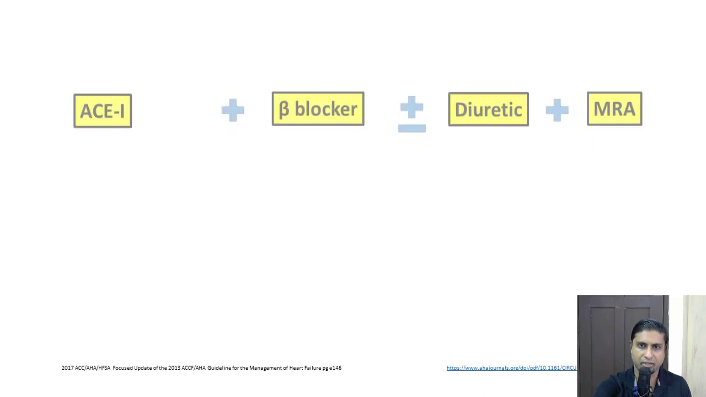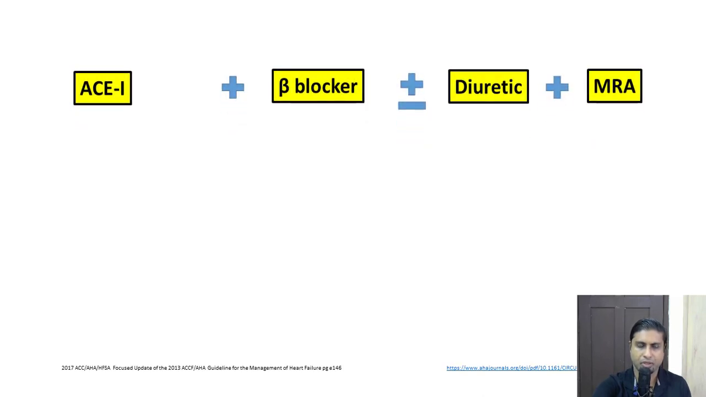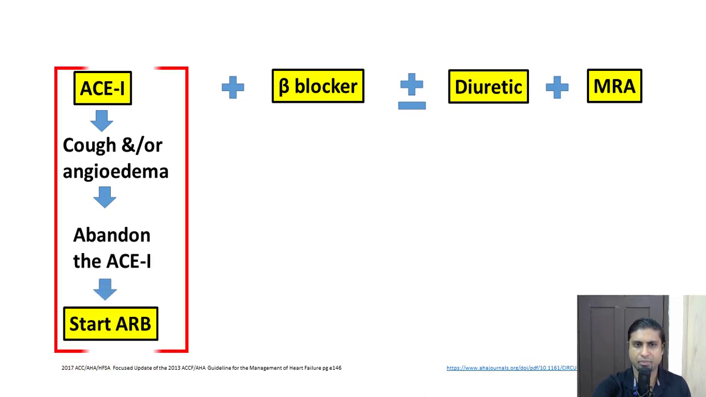Right. So what would be the general approach to the management of a patient with chronic heart failure with reduced ejection fraction? Well, to begin with, we start the patient on an ACE inhibitor and a beta blocker. If the patient has congestive symptoms, we add a loop diuretic. And if not contraindicated, we add a mineralocorticoid receptor antagonist. As we discussed earlier, if the patient develops a cough and/or angioedema on the ACE inhibitor, we abandon the ACE inhibitor and we replace it with an ARB.